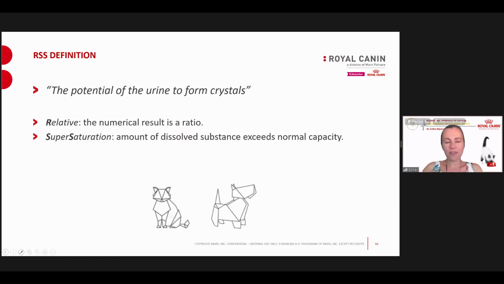So the RSS definition, other than relative supersaturation, the numerical result is a ratio of the amount of dissolved substance, and supersaturation would mean that the dissolved substance exceeds the normal capacity. RSS definition could easily be interpreted as the potential of the urine to form crystals. And in a way, it provides a comparison between the activity product and the solubility product of the different compounds that are in the urine in a given solution.